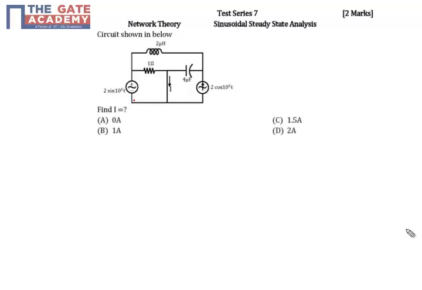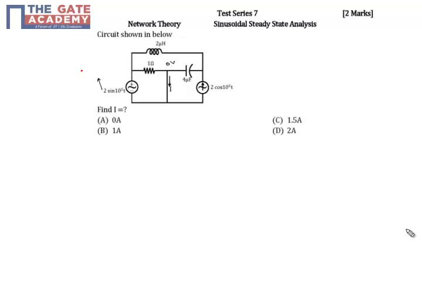So the given problem is asking the value of current I in this circuit. If you see here, this is a voltage source, this is a current source, and this is 0 volts because this is a ground point, so that means this is also at 0 volts. So when it is 0 volts, the voltage between these two is nothing but this value. Before I apply KCL and KVL, first I'll try to convert all of them in terms of phasors.